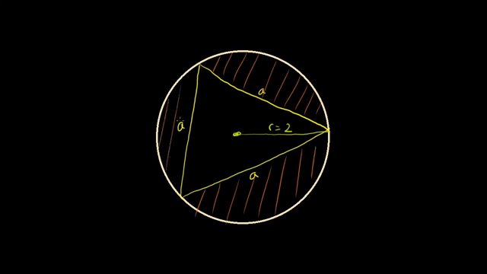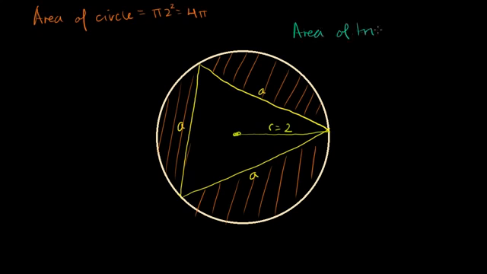and this space combined. So the obvious way to do this is to say, well, I can figure out the area of the circle pretty easily. Area of the circle is going to be equal to pi r squared, or pi times 2 squared, which is equal to 4 pi. And I could subtract from 4 pi the area of the triangle. So we need to figure out the area of the triangle.